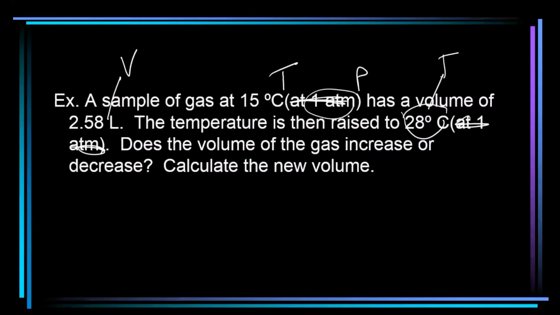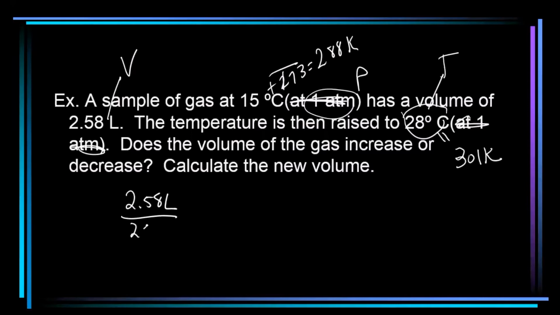What makes this level 2? Before you can even think about it, you have to convert to Kelvin. This is 288, and I think this is 301. So now ask yourself the question: did the temperature increase? By how much? A little bit, okay. Therefore, the volume should increase by a little bit. All right, so 2.58 liters over 288 Kelvin equals X over 301 Kelvin.